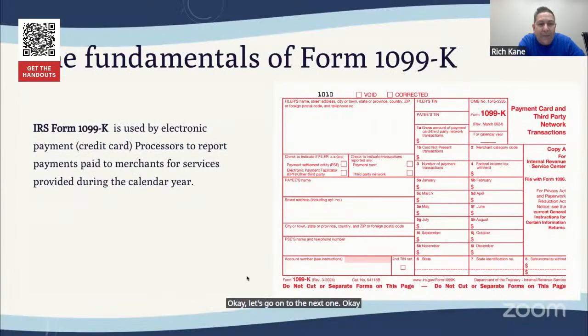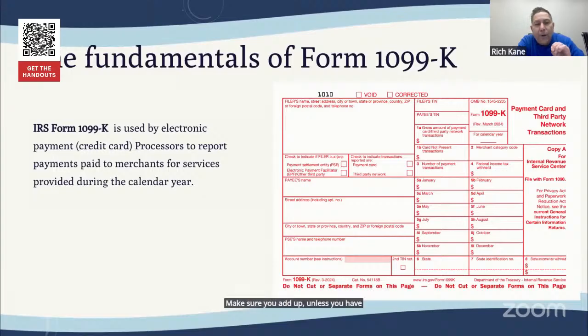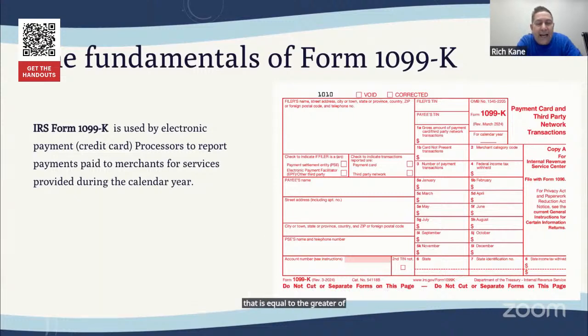Okay, that's the infamous 1099-K. One little tidbit on this: unless you have tips in there, make sure you add up the amounts in, I think it's 1A, gross receipts. And when you file your tax return, make sure your receipts, declared income, is equal to the greater of all your 1099s, or you're going to get dinged with a letter that you didn't report enough. So it's a good check.